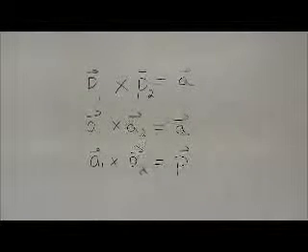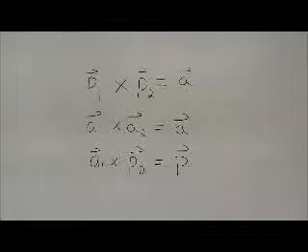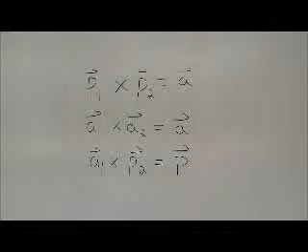The following rules hold for multiplication of different types of vectors. When you have one polar vector crossed with another polar vector, you get an axial vector. When you have two axial vectors crossed together, you get an axial vector. When you have one axial vector crossed with one polar vector, you get a polar vector.